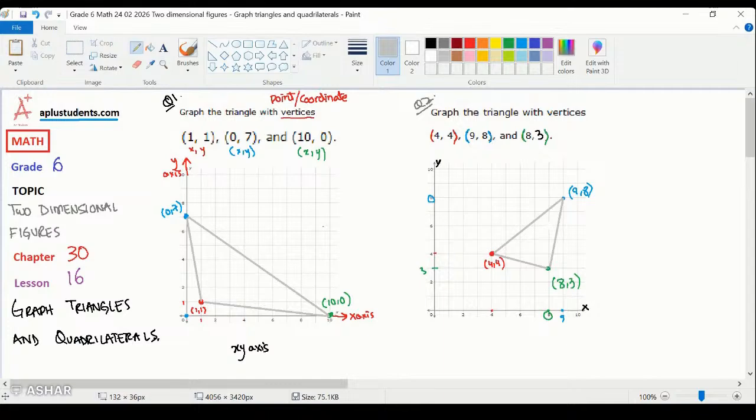How we did this was 4, 4. So x was 4 and y was 4. Then we had 9, 8. X was 9 and y was 8. So we marked this point. And the last one was 8, 3. X was 8 and y was 3. So we marked this point.